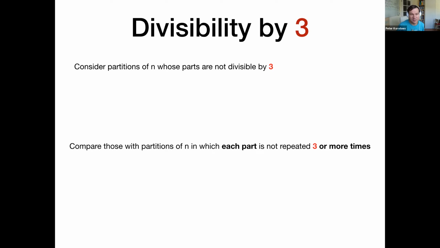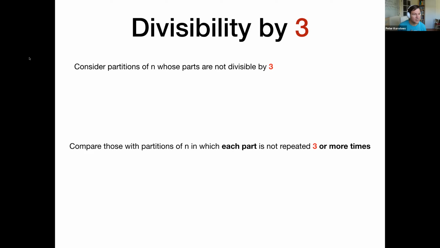Okay. And then how about this one? So who wants to explain this for us? There's this story about divisibility by 3. We looked at partitions whose parts are not divisible by 3, all of them, and then mapped them against partitions of n where each part is not repeated 3 or more times. Who wants to explain this story?